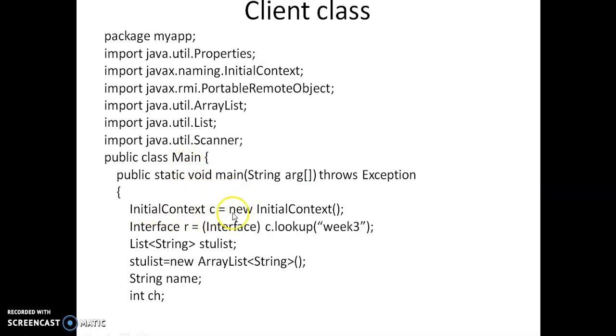Now here, InitialContext c is equal to new InitialContext. Now, for an interface we cannot create any objects, isn't it? In order to create an object for this interface, I am taking this initial context object. Using that initial context object, I will be creating the object for this interface, and I am looking for the module called week 3. This is my project name. This is where the student implementation is present. So I am looking for the student implementation list, right? And this is the student list.